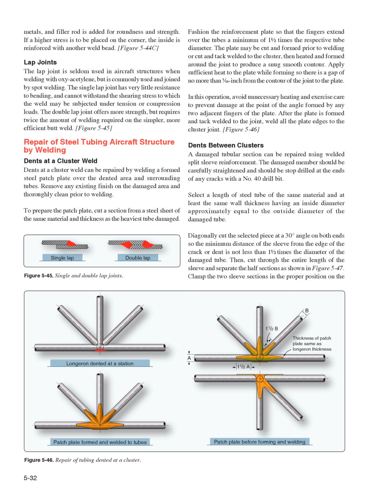To prepare the patch plate, cut a section from a steel sheet of the same material and thickness as the heaviest tube damaged. Fashion the reinforcement plate so that the fingers extend over the tubes a minimum of 1.5 times the respective tube diameter. The plate may be cut and formed prior to welding or cut and tack welded to the cluster, then heated and formed around the joint to produce a snug, smooth contour. Apply sufficient heat to the plate while forming so there is a gap of no more than 1/16 inch from the contour of the joint of the plate.